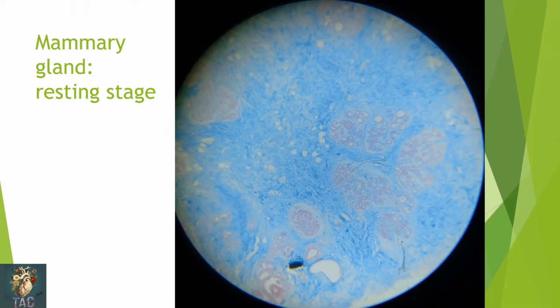This is again another trichrome stain section of the mammary gland in the resting stage, and you can see the proportion. These all are the glandular tissue, and this whole is the connective tissue with the adipose tissue present over here.